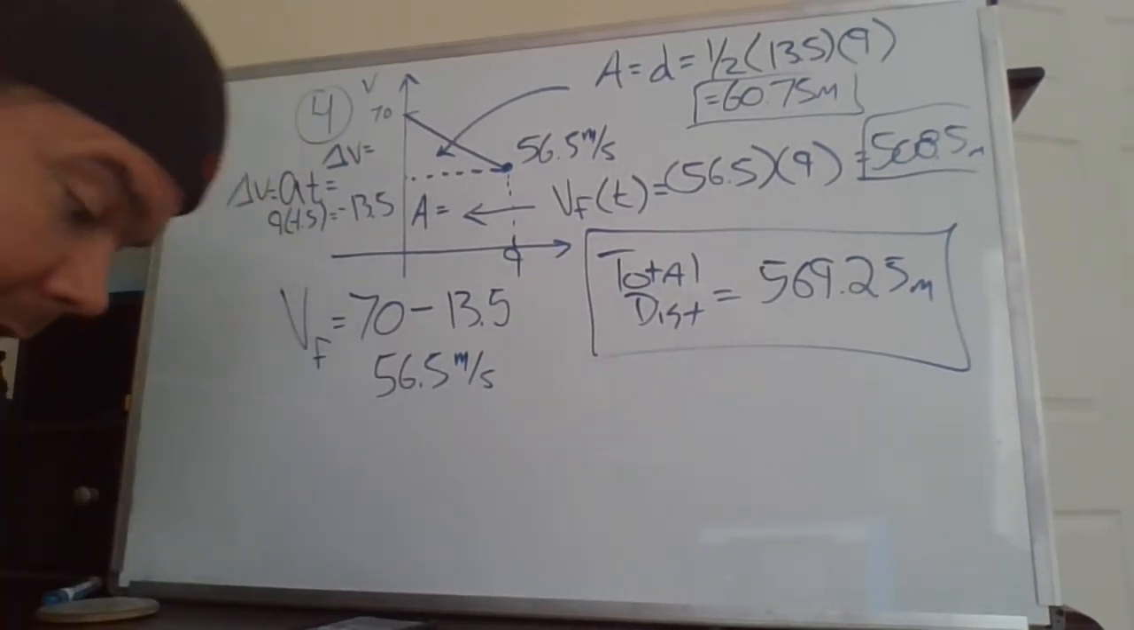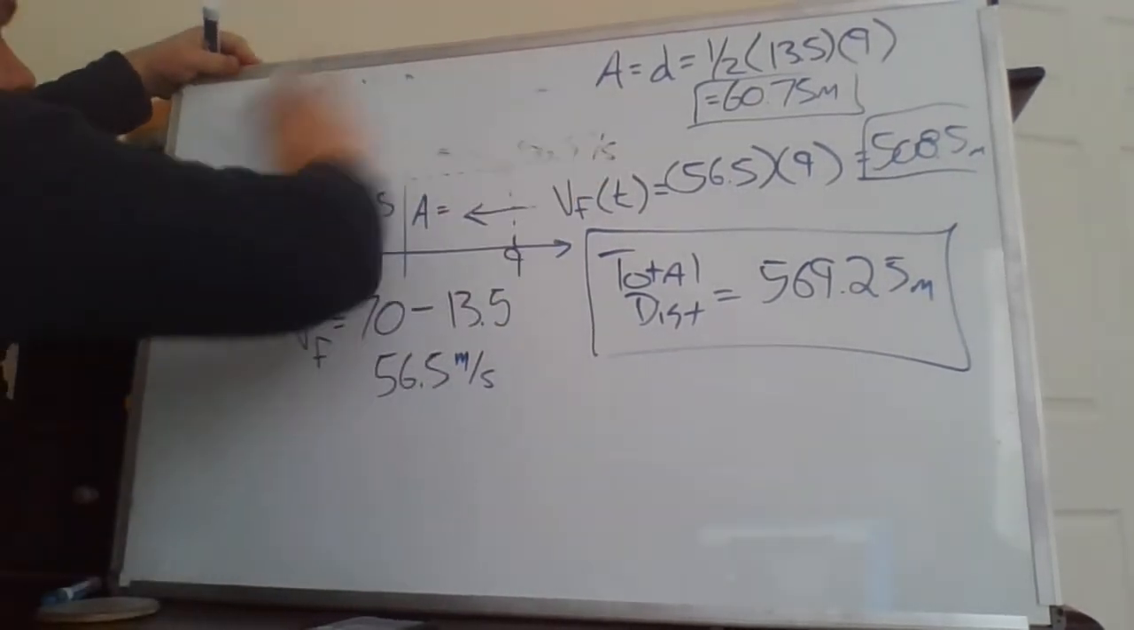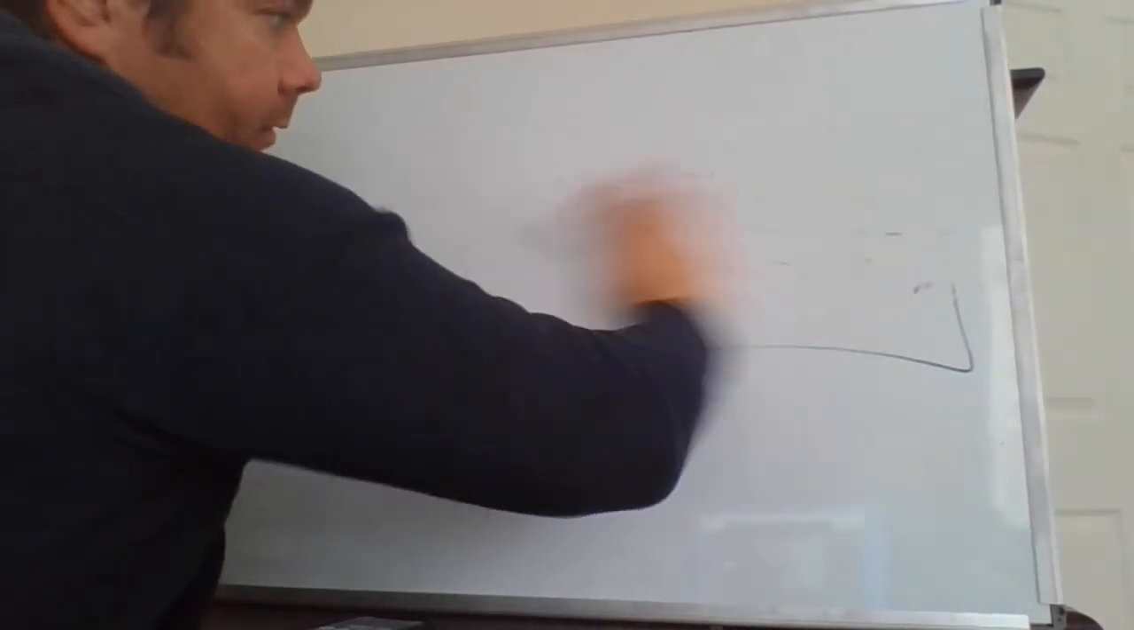We are now ready to move on to question number 5. So let's do that. All right. So question number 5 is about a boat. And we know a lot of things about the boat, but we do not know what its initial velocity was. That's what we're trying to figure out. What is the initial velocity of this boat?